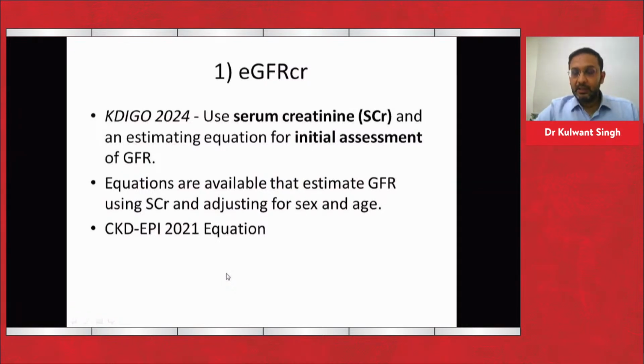So first, coming to the eGFR based on creatinine equations. According to the latest KDIGO classification, published in 2024, the initial assessment should be based on the levels of creatinine. We should go for creatinine estimation and use the CKD-EPI equation. There are other equations also, but the most preferred is the CKD-EPI 2021 equation. Calculators are readily available on forums like NKF, UpToDate, etc., where we can easily calculate eGFR by just entering the creatinine value. So this gives us the initial assessment of the GFR.